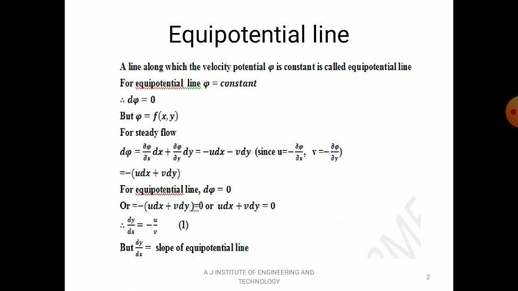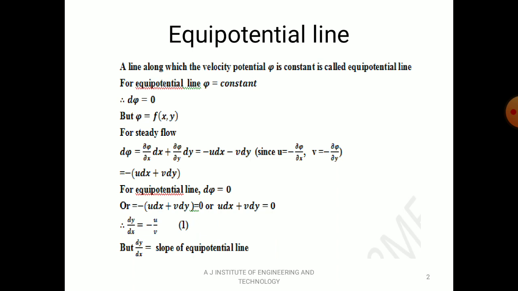So differentiate the above expression phi equal to constant. Upon differentiating we get d phi equal to the differentiation of a constant, that is equal to 0. Therefore d phi equal to 0. But for the two-dimensional case, phi is a function of x and y. So for steady flow, we can write the expression as d phi equal to dou phi by dou x into dx plus dou phi by dou y into dy.